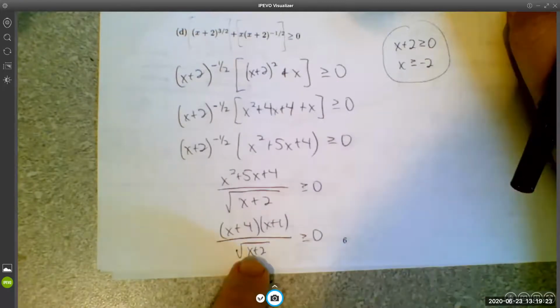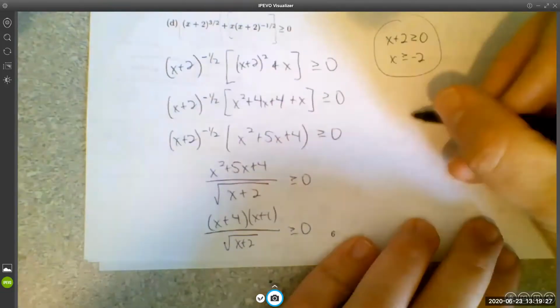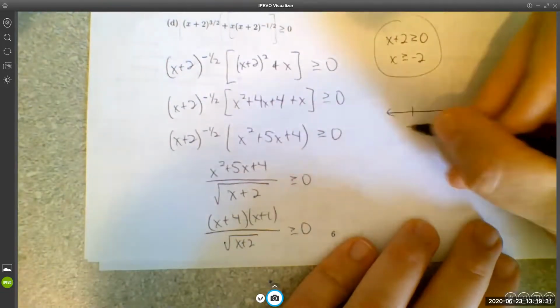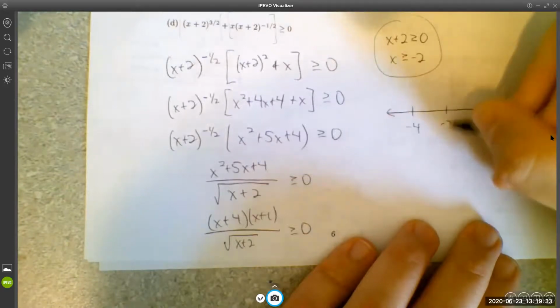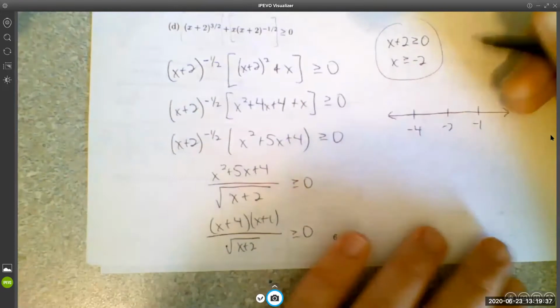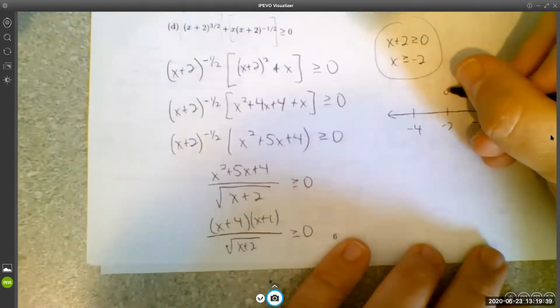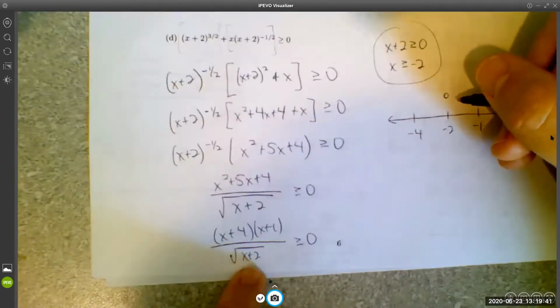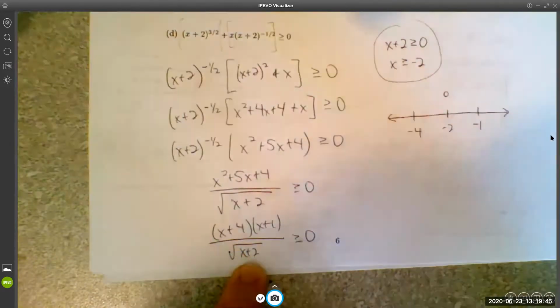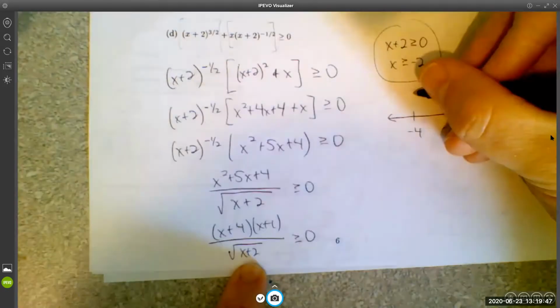Then again, well, let's just do that. Let's just make our sign chart. So I'm going to put -4, -2, and -1 on here. The -2 definitely needs an open circle, because that comes from the denominator. The other two get closed circles.